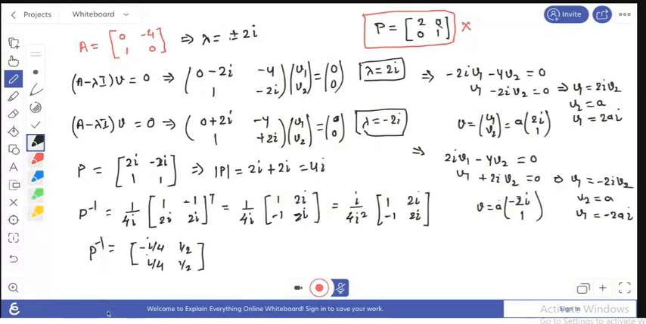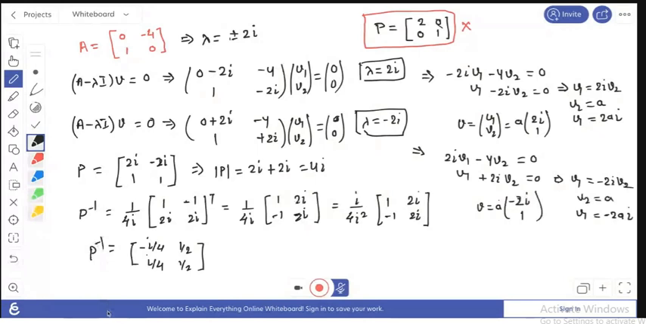1, 0. And for lambda equals 2, this becomes sin x minus 2, 0, 0, 0, times v1, v2, that equals 0. So this implies sin x minus 2 times v1 equals 0, so v1 is 0, and v2 equals any a. So you can write a times 0, 1. So these are your eigenvectors. The eigenvectors are 1, 0 and 0, 1.